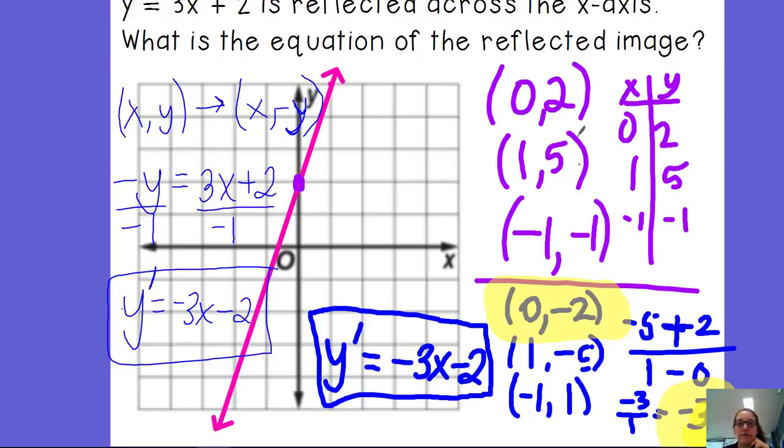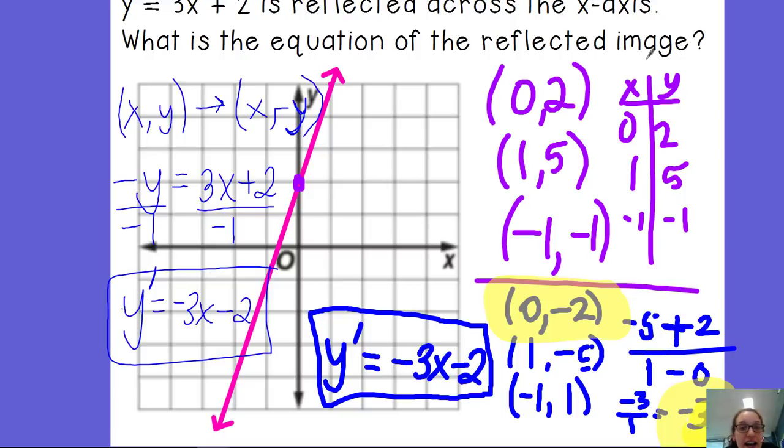So you can take the individual points and reflect the individual points and then find the new equation of the line using the new points. Or you can think, if I'm reflecting something across the x-axis, all I'm doing is changing the y's from positive to negative or negative to positive. I'm changing the sign of the y coordinate. So if I just change the y in the equation from positive y to negative y, I have reflected that line across the x-axis, and then I would just solve for y.